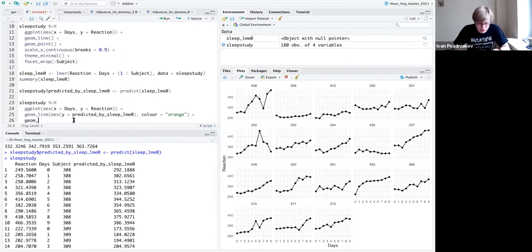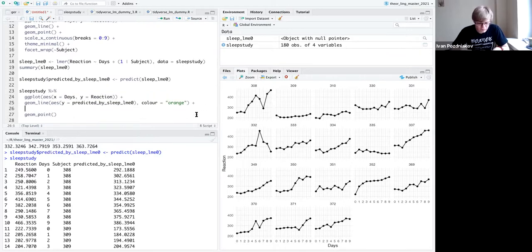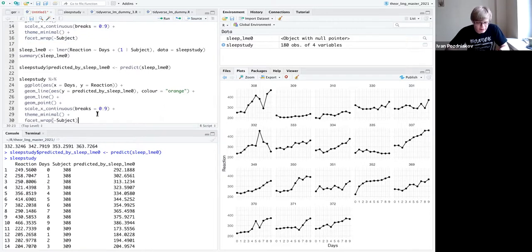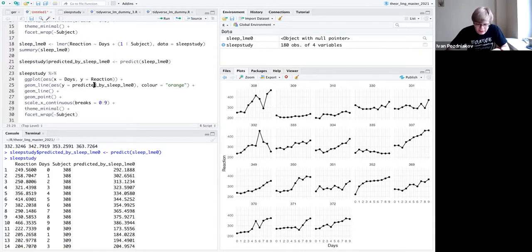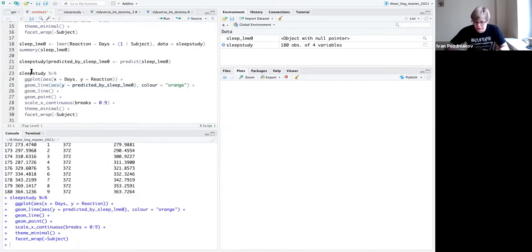Next thing that we need to do, geom_point. Yeah, and also we want to have the original lines that we used here. Right, geom_point. And I think this one you can just copy and paste. So actually we have everything. Everything is very similar to this one. We just add a line with our predicted result. That will be an additional orange line on the screen.